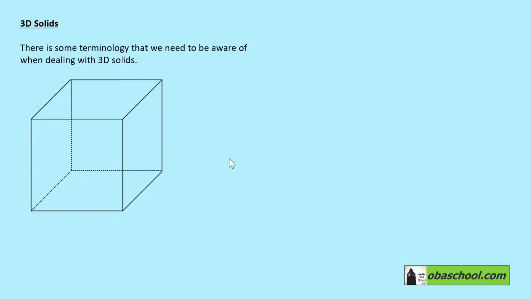3D solids. There is some terminology that we need to be aware of when dealing with 3D solids. So if we consider this cube here, a corner here is called a vertex. One of these lines that goes between two vertices is called an edge. And the area on one of the sides here is called a face.